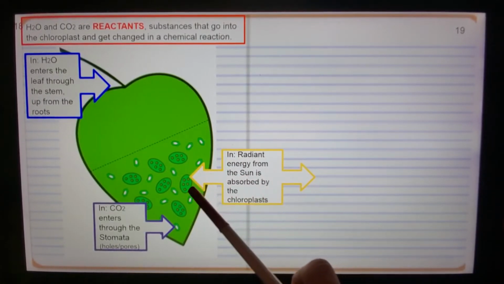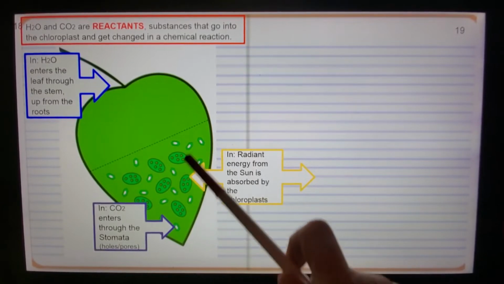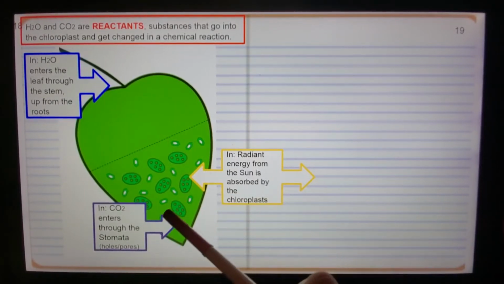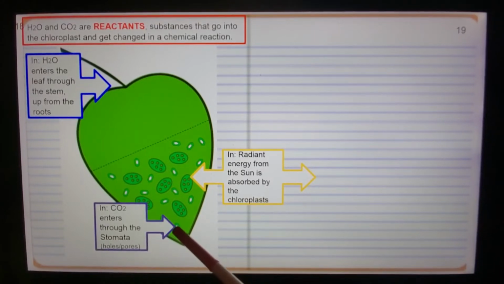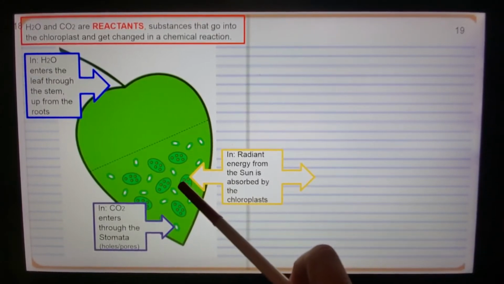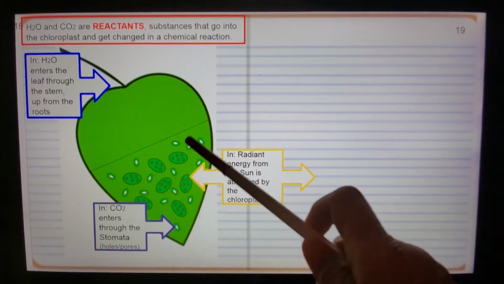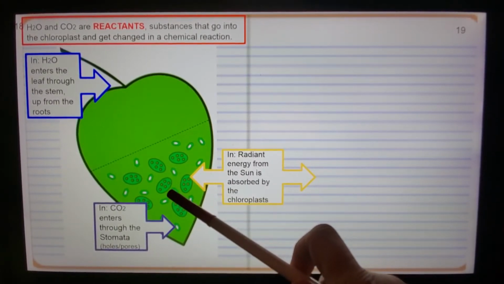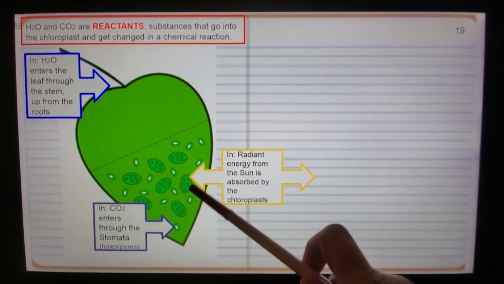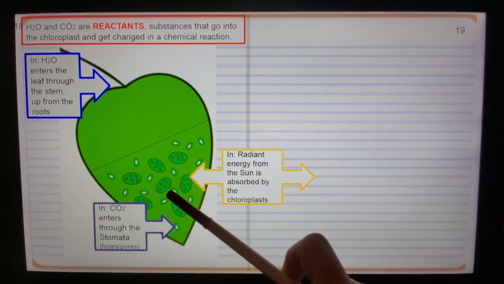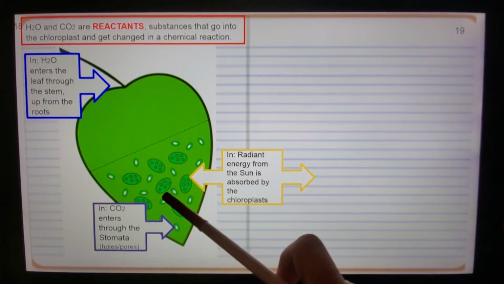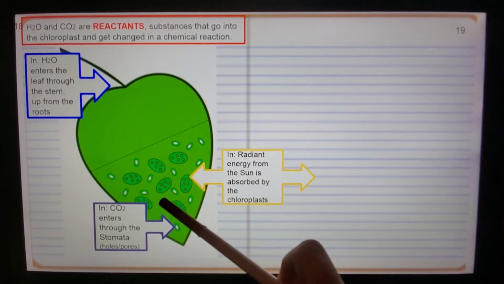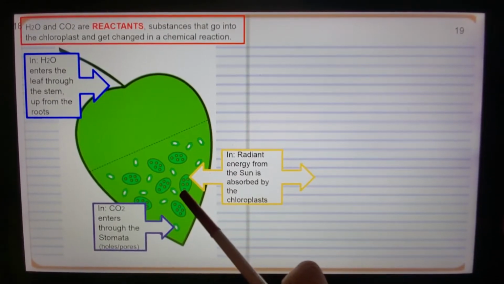absorbed by the chloroplast. And this is where this picture is not perfect because the stomatas are okay, but these chloroplasts are not. These chloroplasts would not be just loose in the leaf. They would actually be inside an entire cell. But they made them supersized jumbo like this just to show you that they are inside of the leaf and that's the part that absorbs the sunlight, okay?